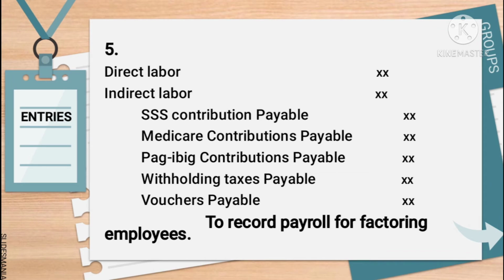Next is to record payroll for factory employees. Debit direct labor and indirect labor. Credit SSS contribution payable, Medicare contribution payable, Pag-ibig contribution payable, withholding taxes payable, vouchers payable.